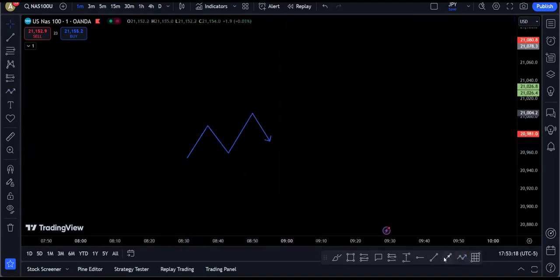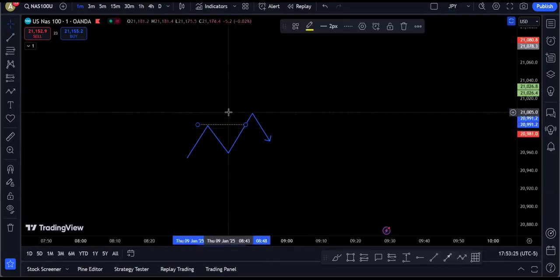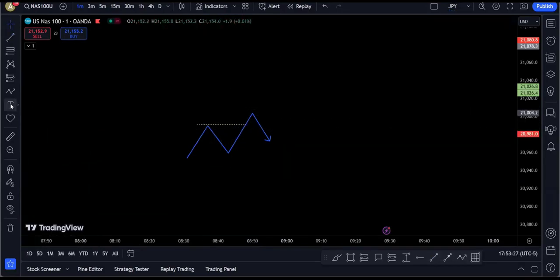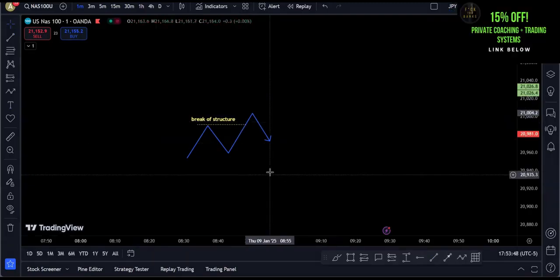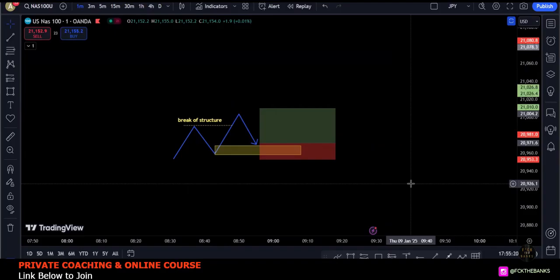The break of structure plays a crucial role in trading as it serves as an indicator of potential price movements. By recognizing when a swing high or low is breached, traders are empowered to make informed decisions regarding their positions. Incorporating a single time frame into trading strategies simplifies the process and enables traders to concentrate on key price levels.